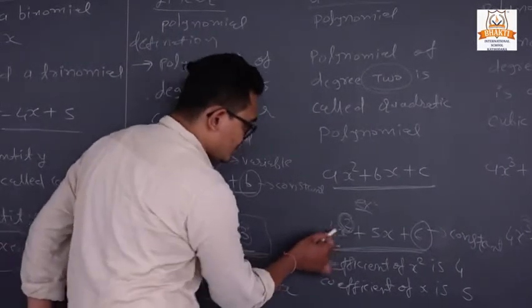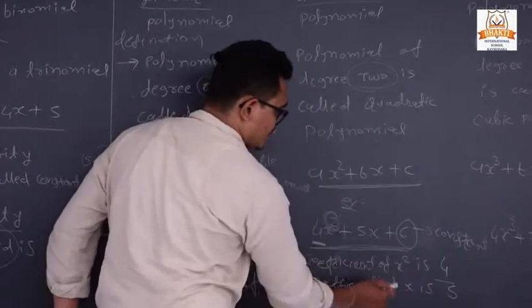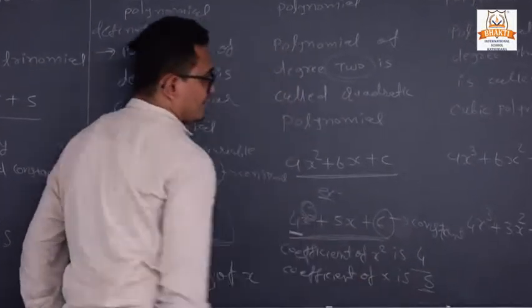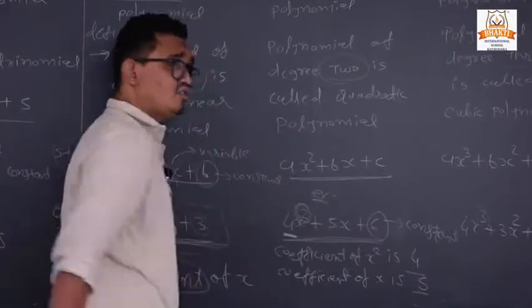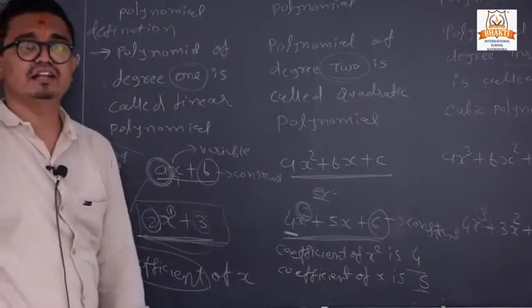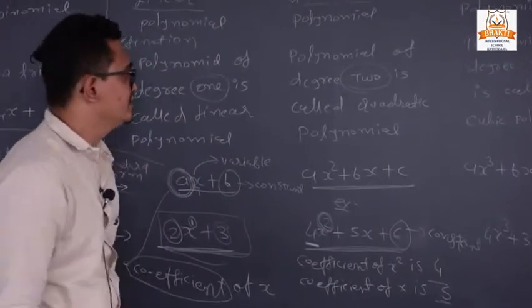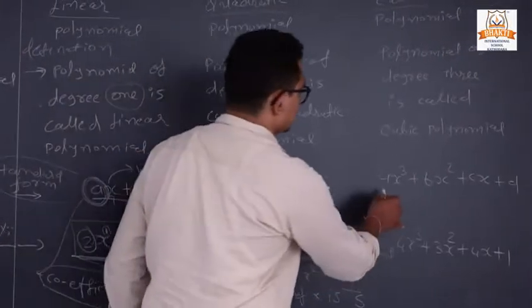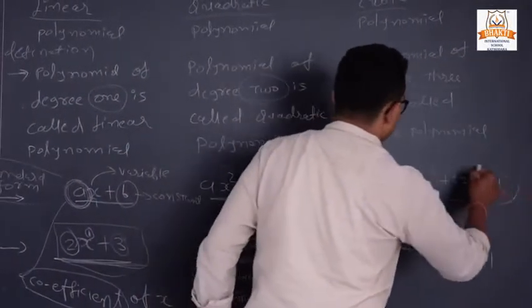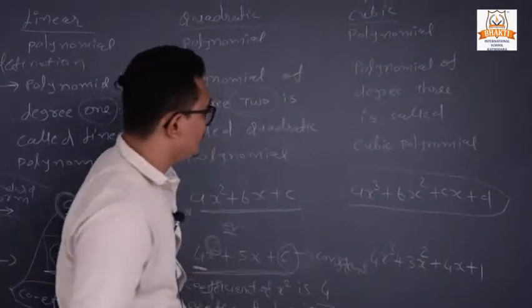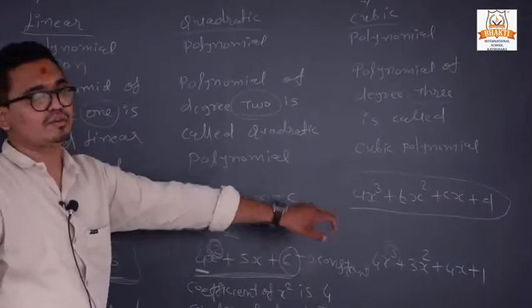So the coefficient of x square is 4 and the coefficient of x is 5, and 6 is known as its constant term because its value will remain fixed. Similarly, we can also take the example of a cubic polynomial. So first of all, what is the standard form of a cubic polynomial?